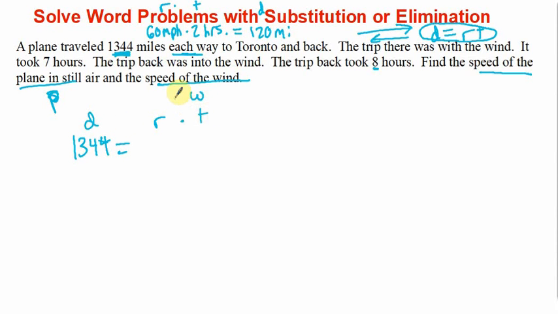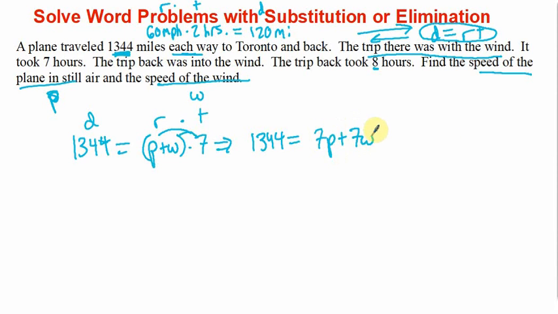We don't know the rate, but we know that the trip going out was with the wind. So the speed of the plane was being added to the speed of the wind. The wind is pushing the plane, so this number should be increased in its speed. And we know the time took 7 hours. So let's simplify that. 1344 equals 7 times (p plus w). If we distribute the 7, we would get 7p plus 7w.